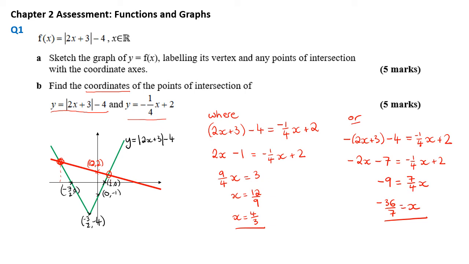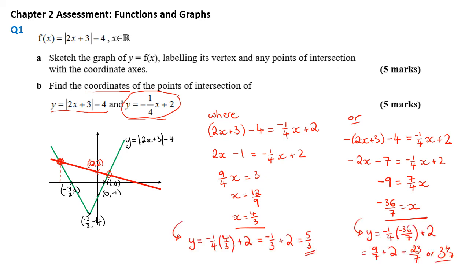Use whichever one of these is going to be the easiest to evaluate that x-coordinate in. I would probably go for the one without the modulus in it. And our second equation leads us to y equals 23/7, or 3 2/7. So just to be clear then on our final answer, I would write them as coordinate pairs. By writing them in this way, there is no doubt that the 5/3 is the y coordinate for when x is 4/3, and that this 23/7 is the corresponding y value for when x is minus 36/7.